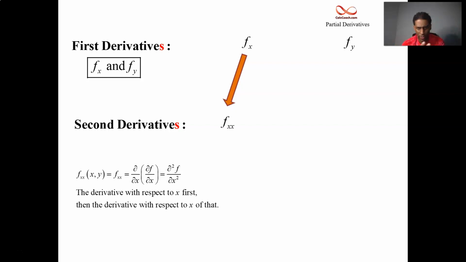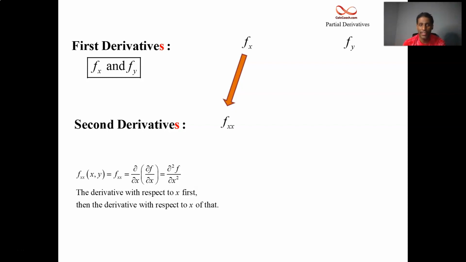There is a del notation as well. It's del x of del f del x, and the dels up top give you del squared, and the del x's on the bottom give you del x squared. I don't really like the del notation, but I just want you to see it and know what it means. It's the derivative with respect to x first, and then the derivative with respect to x of that.